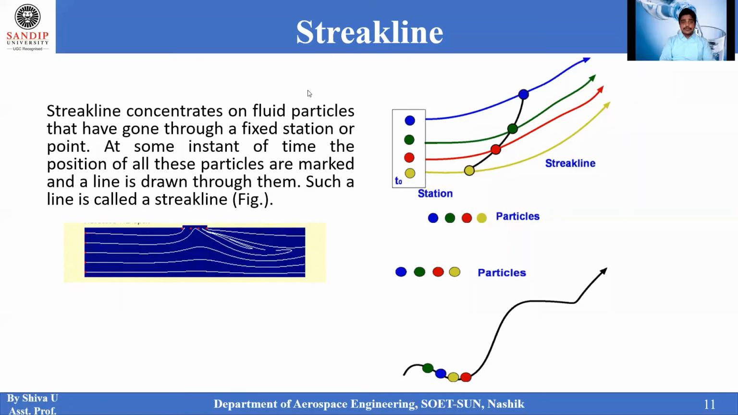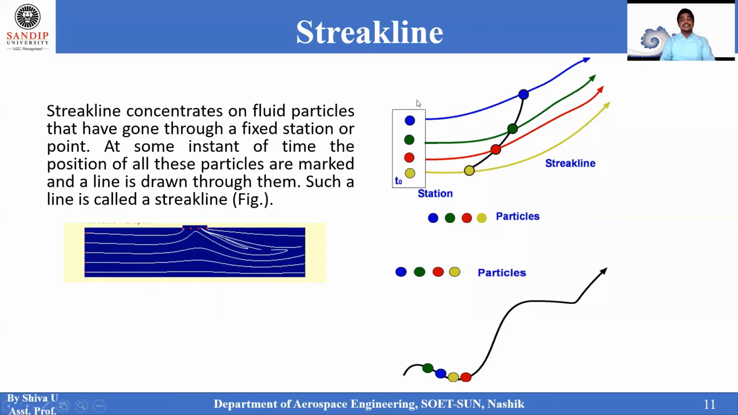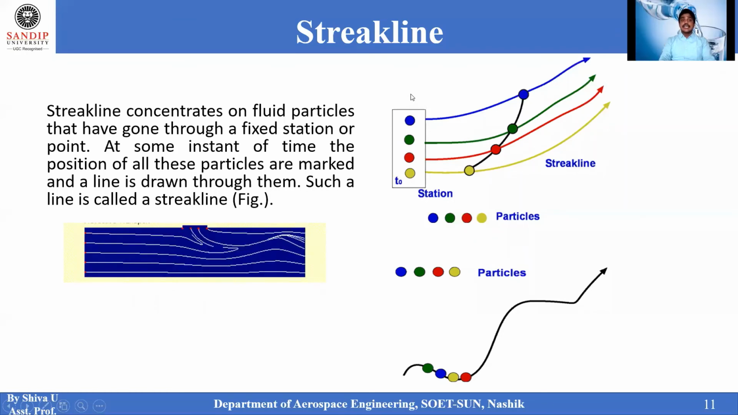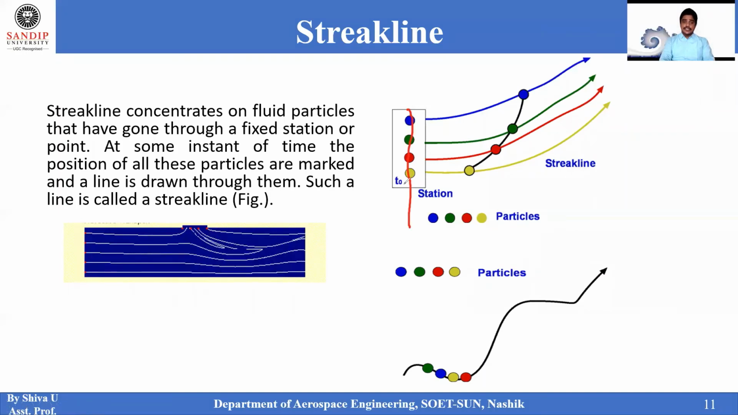Just concentrate. If you are clear about the previous ones, the streamline and the path line, then streak lines will be very easy, right? So here, in order to understand the streak lines, concentrate on the fluid particles that have gone from a fixed station. They started from the fixed station T naught, and I left the particles at the T naught time, and I have traced these particles at the line at an instant of time t.